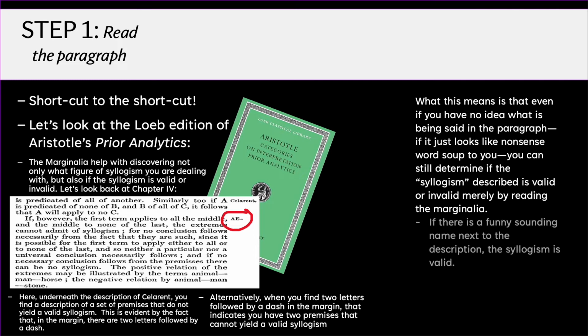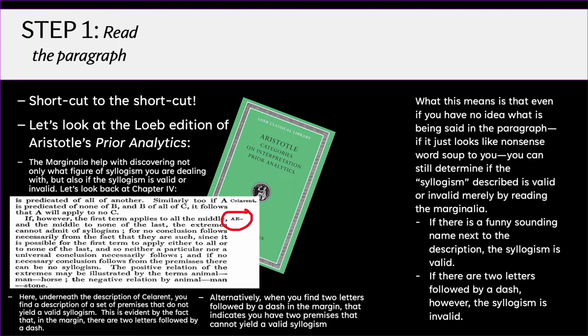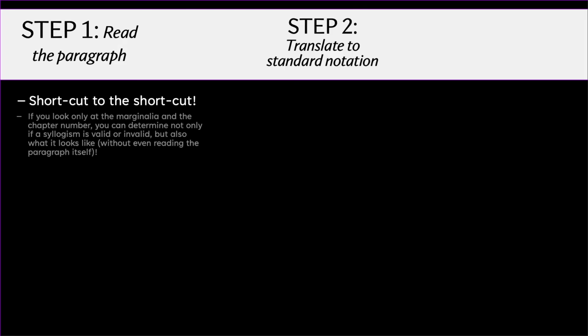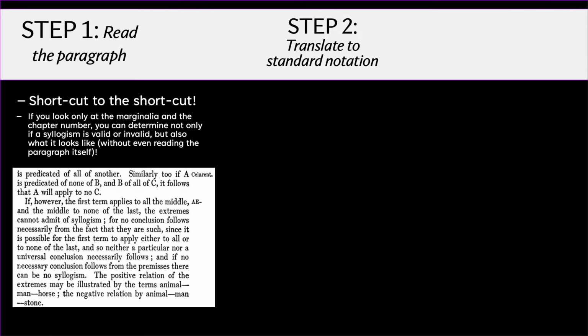It's that easy. If there's a funny sounding name next to the description, the syllogism is valid. If there are two letters followed by a dash, however, the syllogism is invalid. That's the shortcut to the shortcut. If you look only at the marginalia and the chapter number, you can determine not only if a syllogism is valid or invalid, but also what it looks like, without even reading the paragraph itself. So the shortcut to the shortcut gets even better. Let's look at an example.